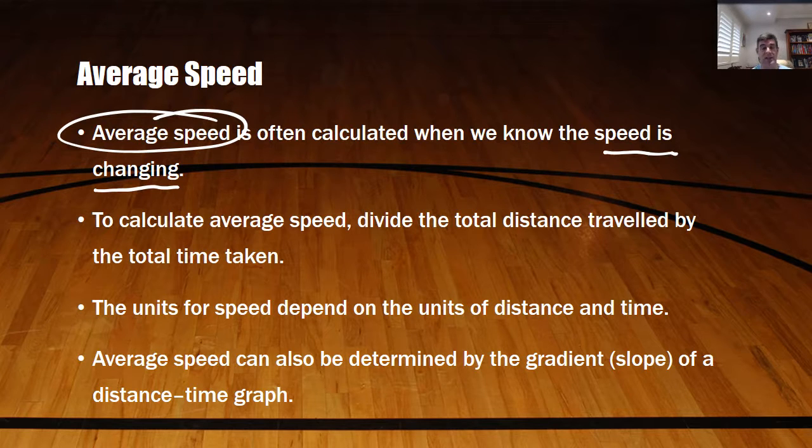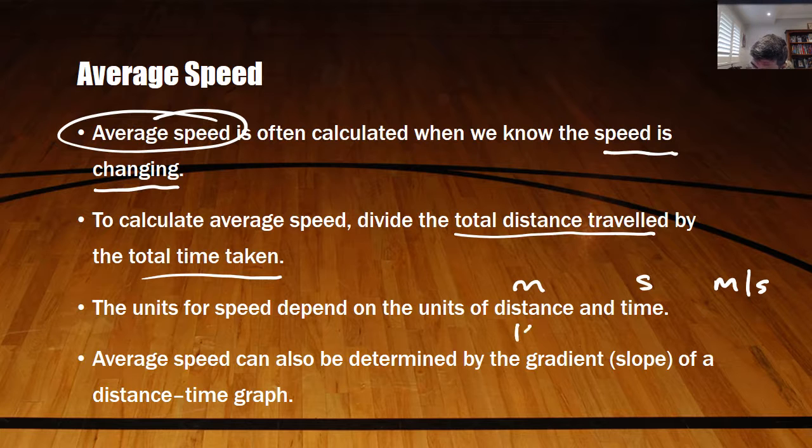The average speed is simply taken by dividing the total distance traveled by the total time taken. And again, that's a calculation that we've done in the past. The units for speed depend on the units of distance and time. So if they are meters and seconds, then it's meters per second. And if they are kilometers and hours, then it's kilometers per hour, and so on. Now we can also calculate average speed from the gradient or slope of a distance time graph, and we'll have a look at graphing in a little bit more detail in a different video, not this one today.